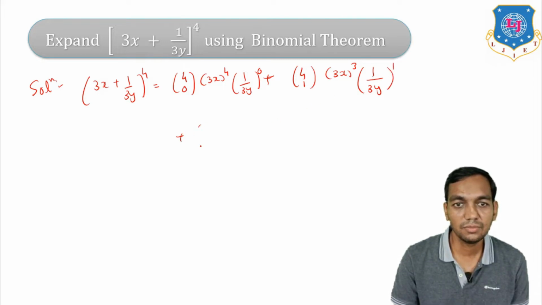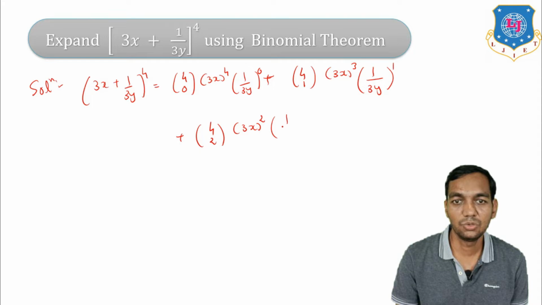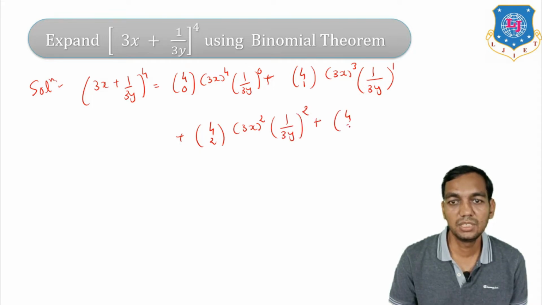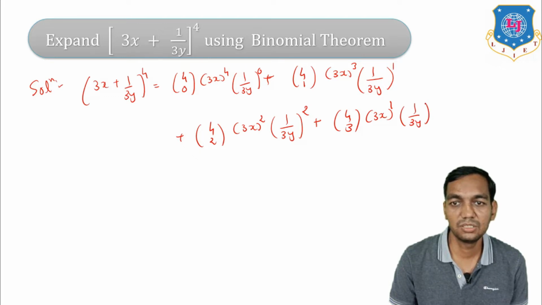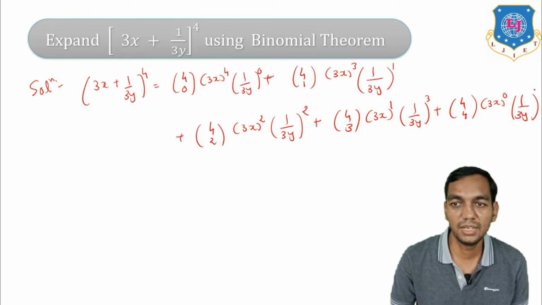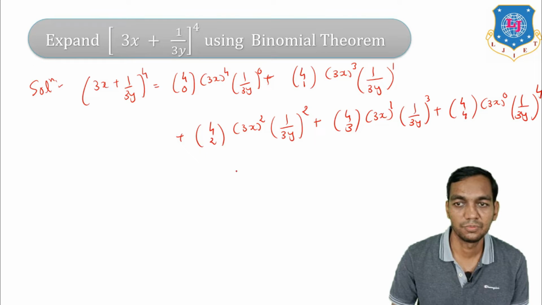plus 4C2 into (3x) raised to 4 minus 2, that will be 2, into (1 upon 3y) raised to 2. Then 4C3 into (3x) raised to 4 minus 3, that will be 1, and (1 upon 3y) raised to 3. The last term will be 4C4 and you have (3x) raised to 4 minus 4, that is 0, into (1 upon 3y) raised to 4.